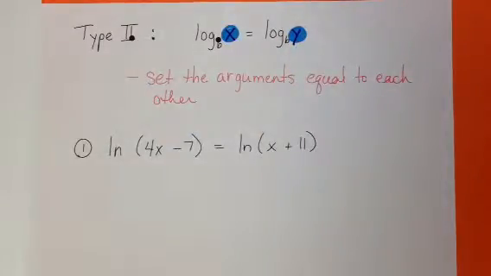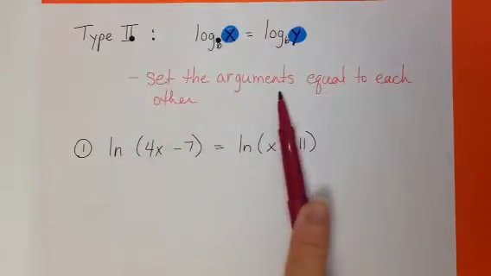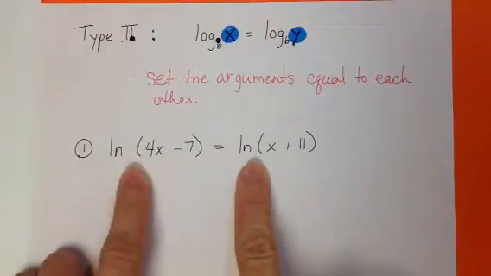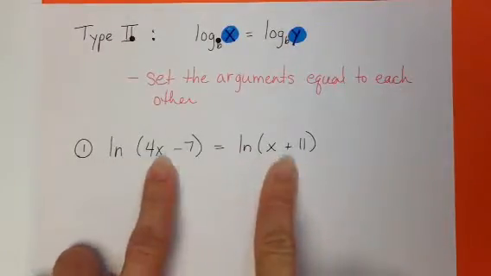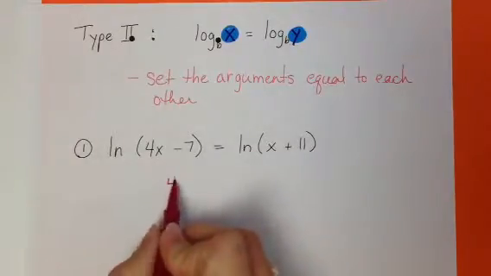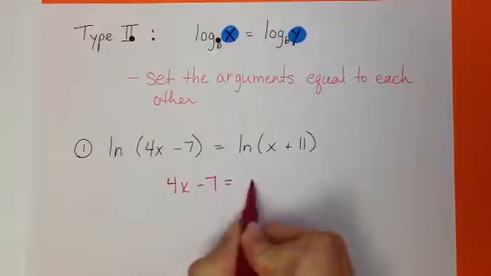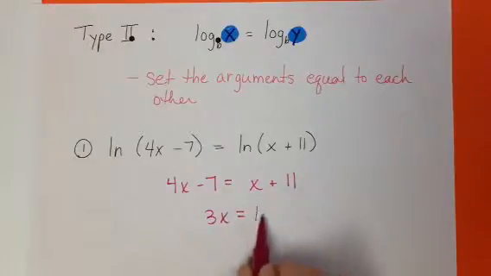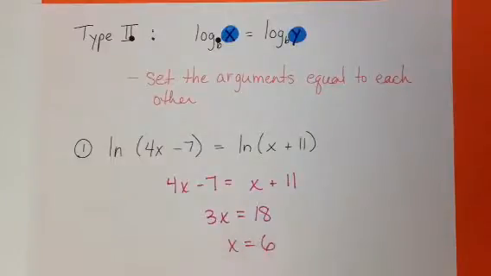So when it comes to working these, all that you have to do is just pull out the arguments and set those equal to each other, because these are both natural logs, so they're both base e's. I just need to figure out what makes these two arguments be the same. So that's why we can just pull the arguments out, like I said, and just set these equal to each other. So all you have to do here is just solve this equation. So I'm going to subtract my x, so that'll leave me with a 3x, add my 7, so I get 3x is equal to 18, divide by 3, x equals 6.